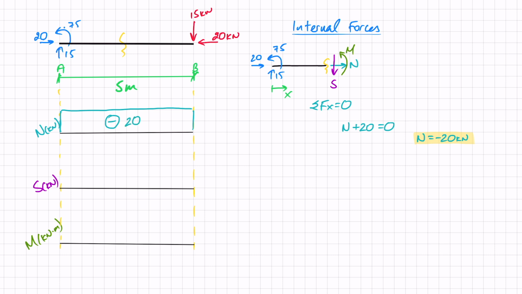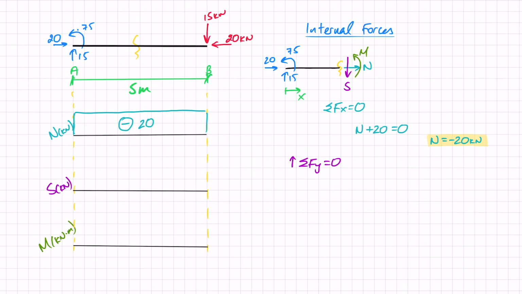If I move on to solve the sum of forces in y equals 0, this will give me my shear force. In this case, I have minus S plus 15, and there's nothing else contributing to the y direction, so that equals 0, and S equals 15 kilonewtons. And once again, I can just draw that straight on. There's only one cut here, so that makes it pretty easy. So there we go, plus 15.